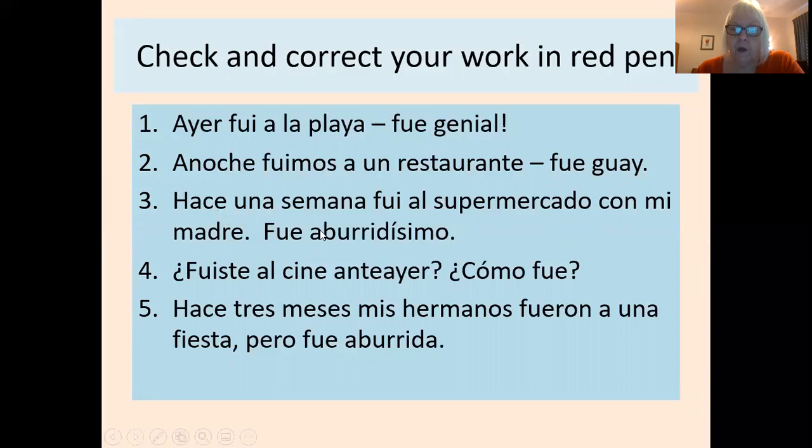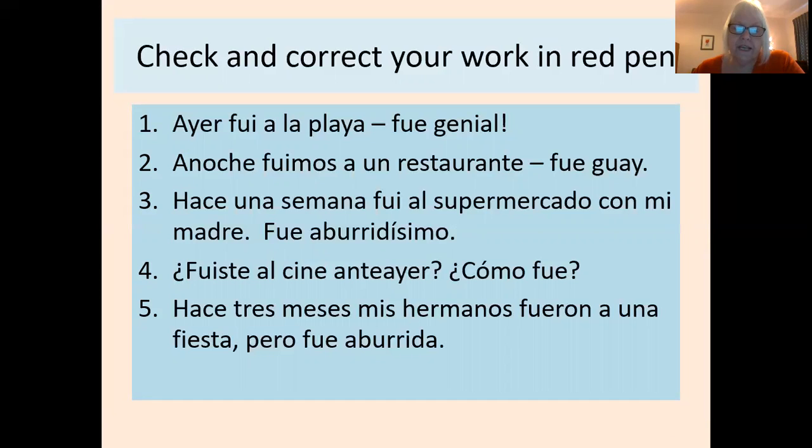Número 3. A week ago, I went to the supermarket with my mum. It was really boring. So a week ago is hace una semana. Fui al supermercado con mi madre. Fue aburridísimo. So remember, we talked about that yesterday. It has the suffix on the end of the adjective, ísimo, which makes it bigger. So this wasn't just boring, it was really boring. Usually it's really going to the supermarket, but there you go. So you should have got the preposition there, con mi madre, with my mum.